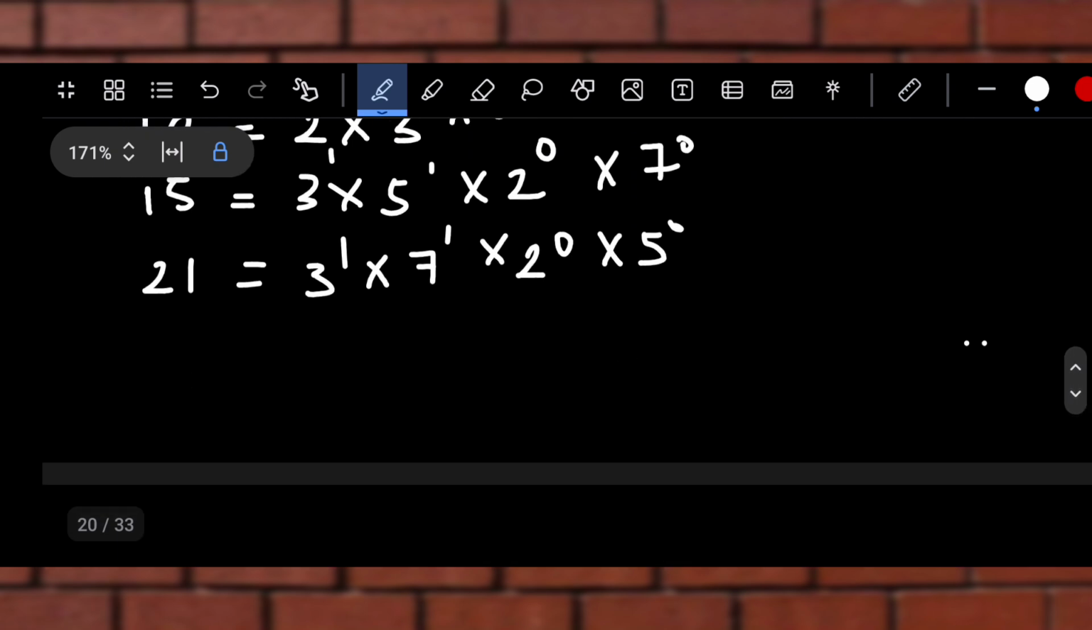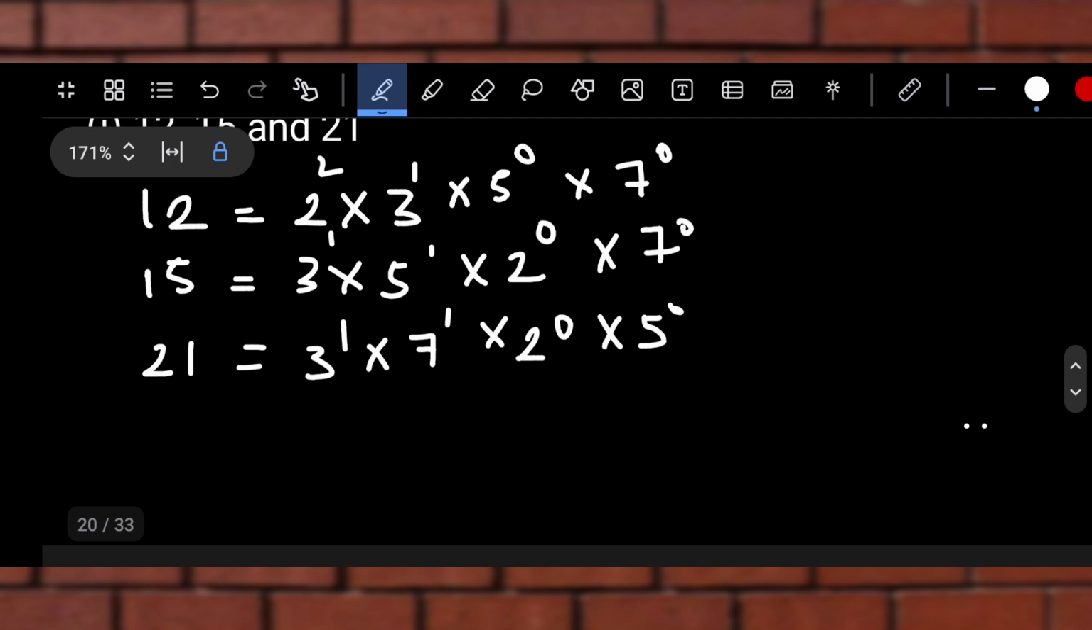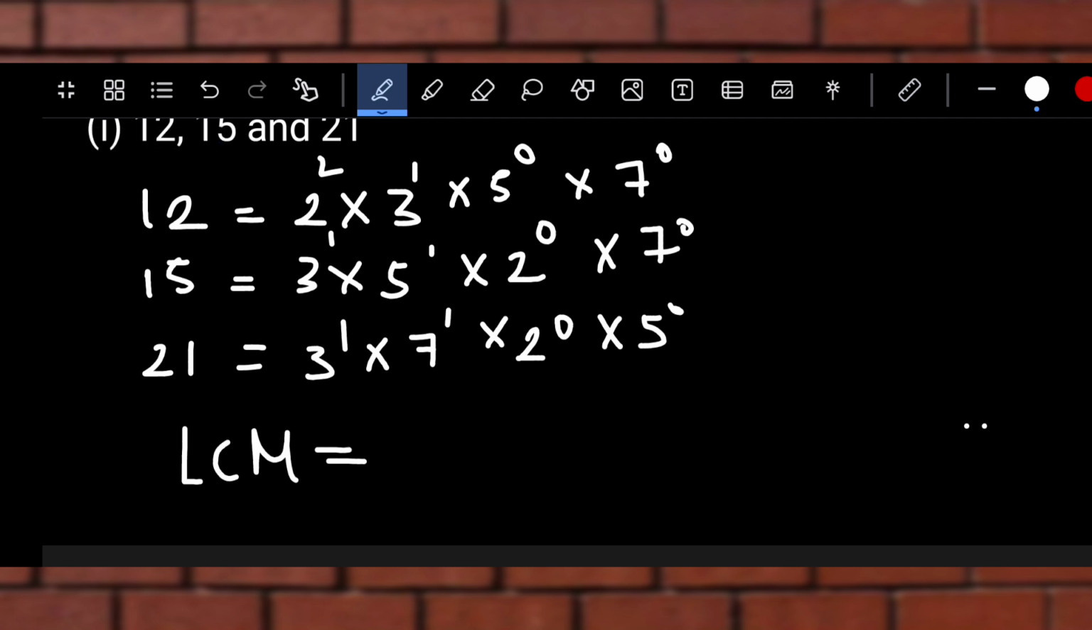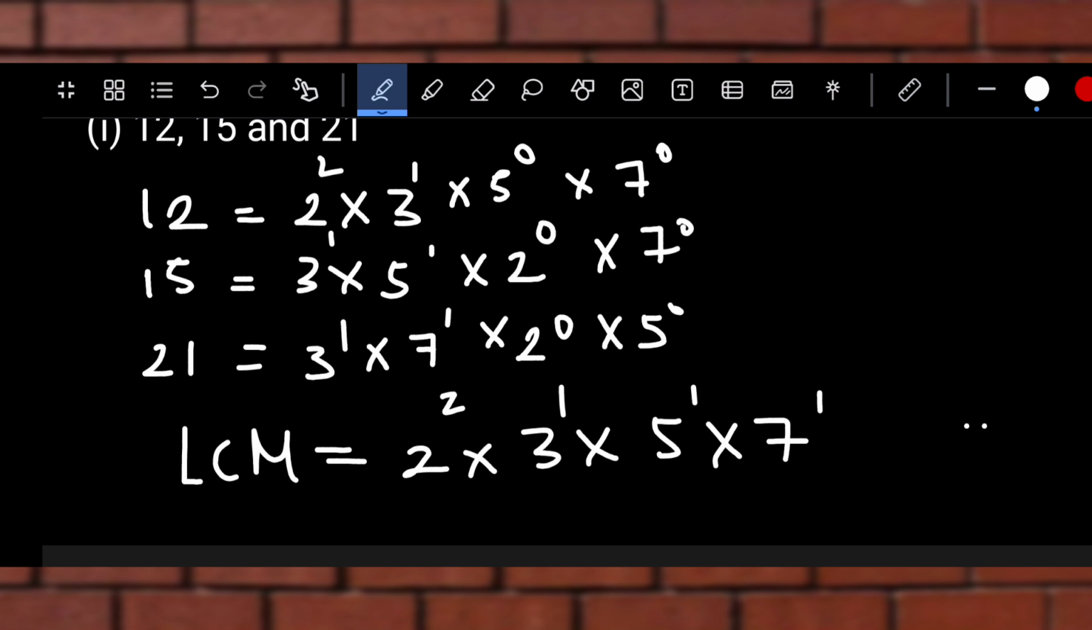So here, LCM: writing all the numbers but with the lowest power. No, sorry, the highest power. So 2 into 3 into 5 into 7. What are the highest powers available? For 2 we have 2 to the power 2. For 3 we have 1. For 5 we have 1. And for 7 also we have 1. 2 to the power 2 into 3 is 12. 12 into 5, 60. 60 into 7 we get 420. So the LCM we got is 420.